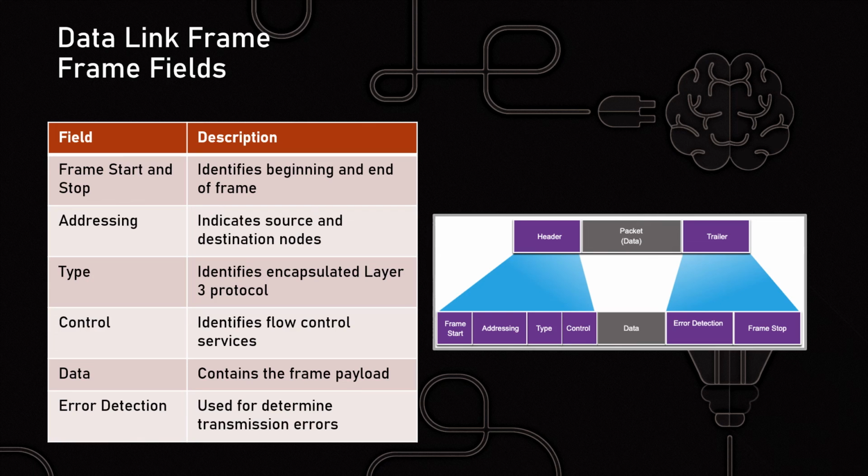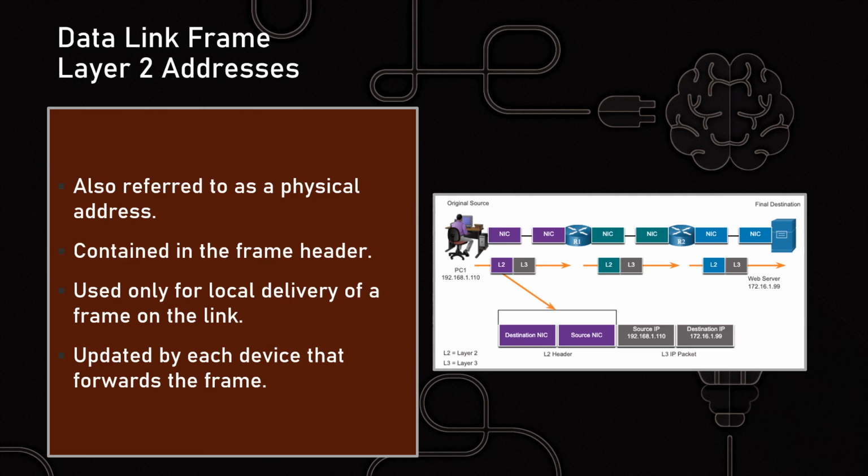Flow control services, that's going to be in the control field. Again, flow control services, if we're talking about TCP/IP, will exist at multiple layers. The payload itself exists in the middle, and then error detection just before the frame stop, usually using what's called a CRC, or cyclic redundancy check, just to make sure that the data that was sent is in fact legitimate, that there's no dropped portions. Helps us to determine if there's an error.